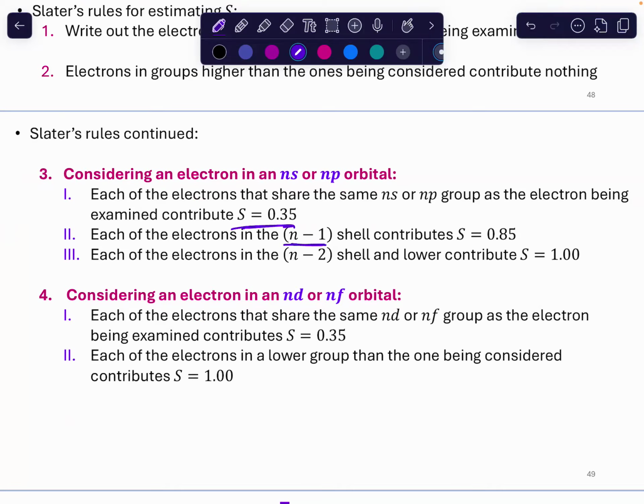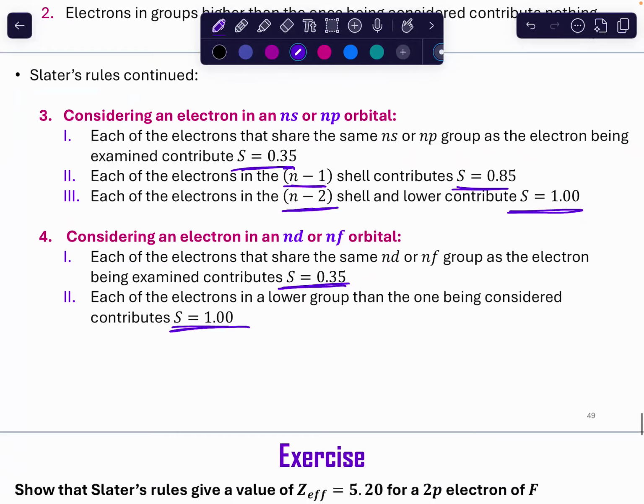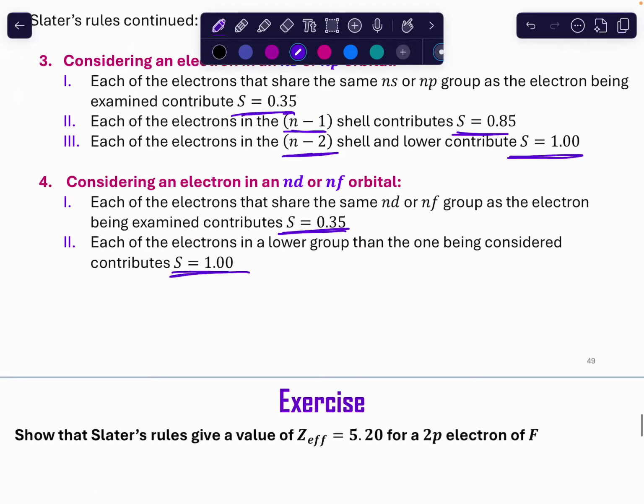For every n minus 1, you get s equals 0.85, and for every n minus 2, you get s equals 1. If you're looking at nd and nf orbitals, again, let's say you had 4d and 4f. Those are all going to be a group. Everything within 4d and 4f is going to contribute 0.35, and each of the electrons in lower groups is going to contribute 1. So it's going to be your n minus 1 and on down.